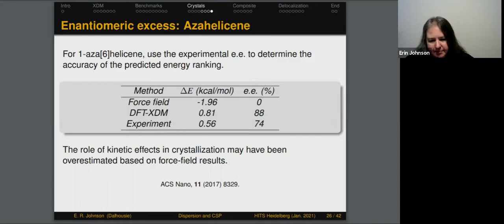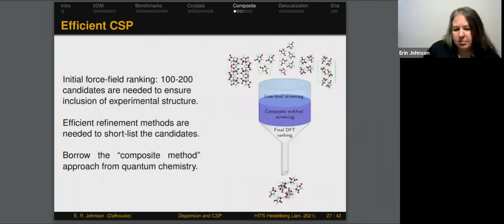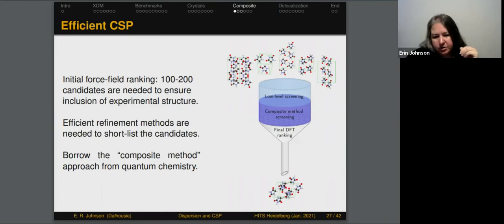Right, so an ongoing theme in my group is to develop methods for more efficient and more accurate crystal structure prediction. We can consider the process of CSP as akin to a filtering. We can start off by generating thousands or tens of thousands of candidate crystal structures. And obviously we can't do high level energy ranking on all of those structures. So we need to somehow limit our candidates to only those that are most promising to carry forward to high level methods. Typically initial force field ranking is accurate enough to narrow down the structure space to a couple of hundred candidates.